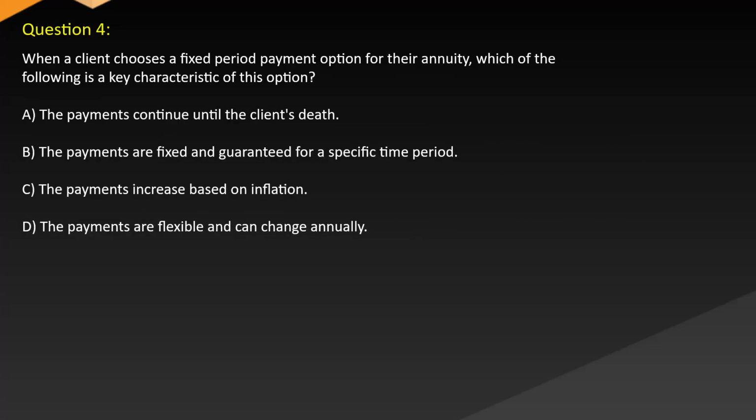Question 4. When a client chooses a fixed period payment option for their annuity, which of the following is a key characteristic of this option? A. The payments continue until the client's death. B. The payments are fixed and guaranteed for a specific time period. C. The payments increase based on inflation. D. The payments are flexible and can change annually.